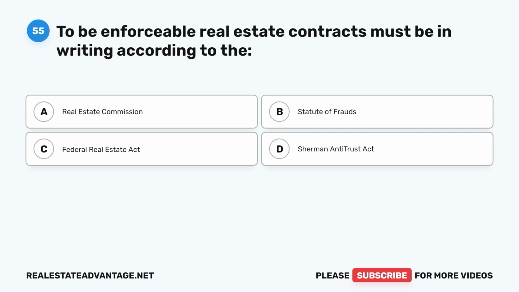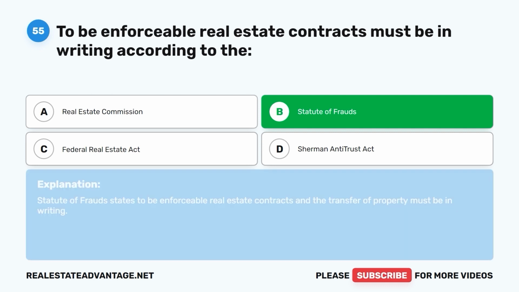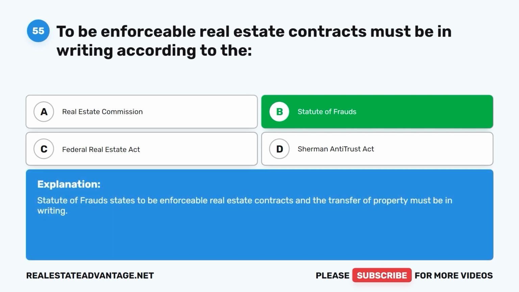Question 55. To be enforceable, real estate contracts must be in writing according to the A. Real Estate Commission, B. Statute of Frauds, C. Federal Real Estate Act, D. Sherman Antitrust Act. The correct answer is B. Statute of Frauds. Statute of Frauds states to be enforceable real estate contracts and the transfer of property must be in writing.